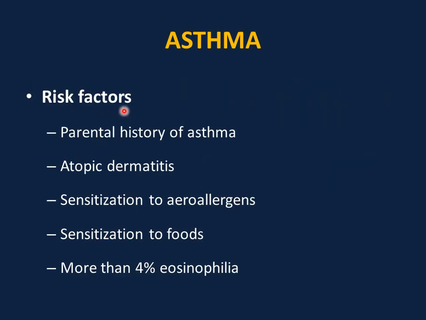Associated risk factors with asthma: parental history of asthma. It is very important to ask, for any child who presents with cough, if there is any parental or family history of asthma, atopic dermatitis or eczema, sensitization to aeroallergens, for example allergy to pollens, food allergies, more than 4% eosinophilia. The higher the eosinophil level, the higher the risk of asthma.